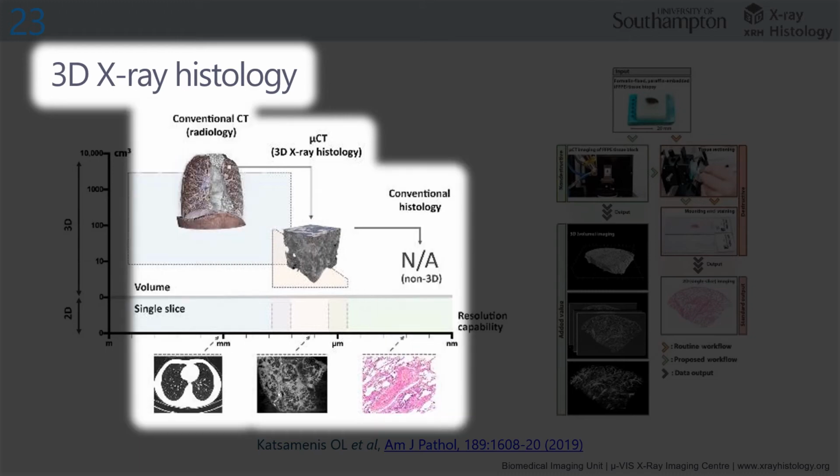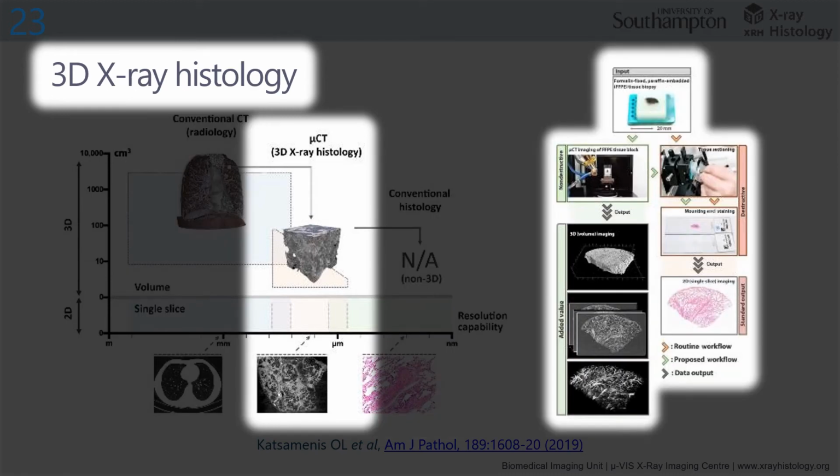It bridges the gap between low-resolution 3D clinical CT and traditional high-resolution but 2D histology, yielding details comparable to 2D optical microscope sections, but for the whole tissue volume. 3D X-ray histology can be seamlessly integrated into conventional histology workflows.